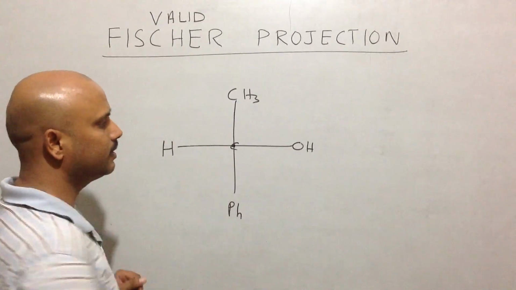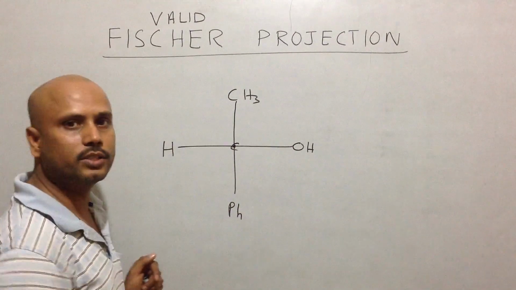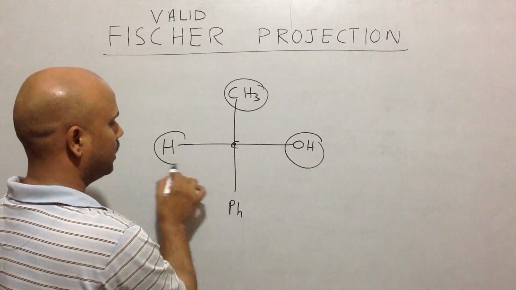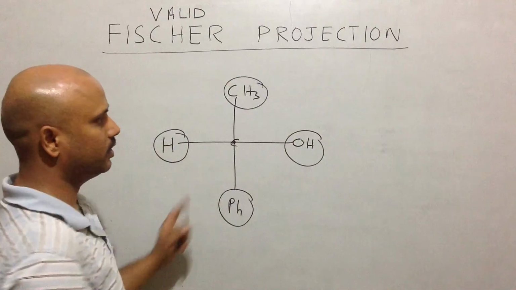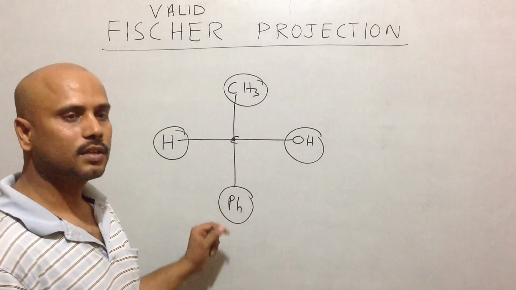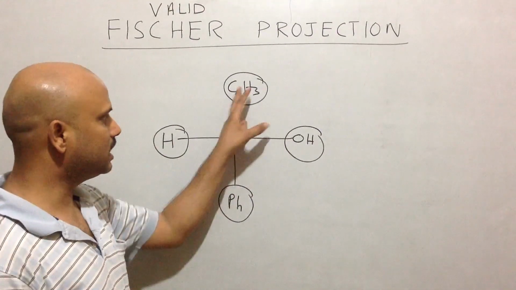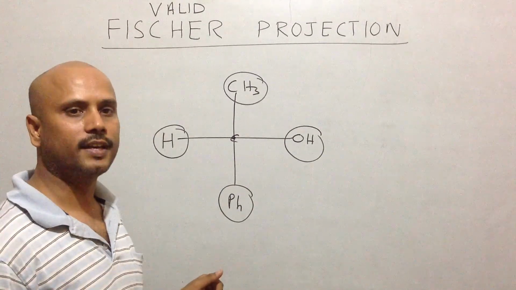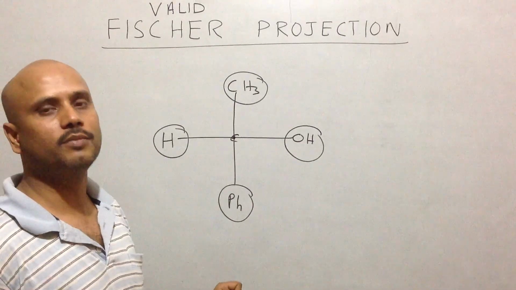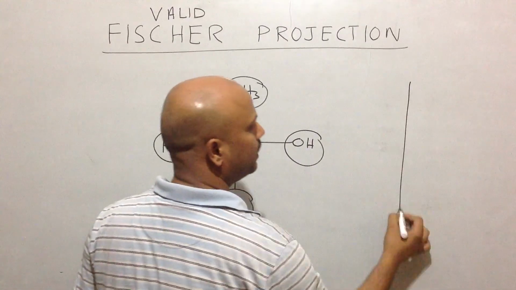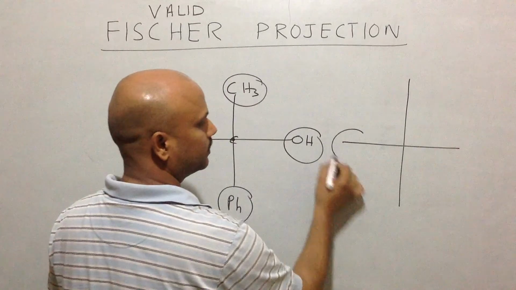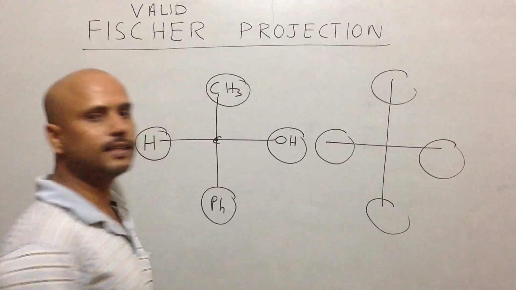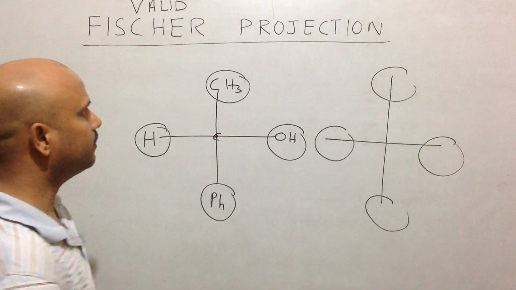This is carbon here and there are 4 groups attached to the carbon. First is CH3, OH, H and PH. There are 4 groups. Now suppose you find a structure in which these 4 groups are not at the same position. Then you can verify whether the given compound is the same or different. For example, we have 4 groups. From this to this we can easily convert by an even number of exchanges.